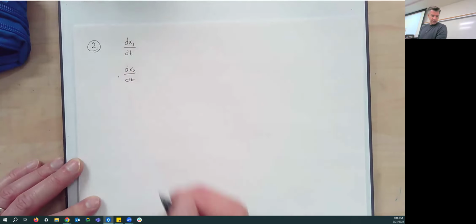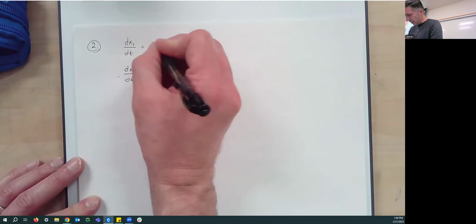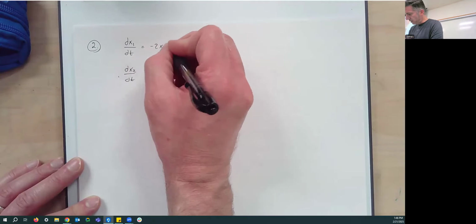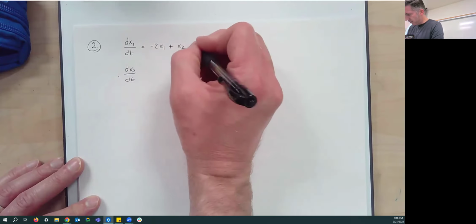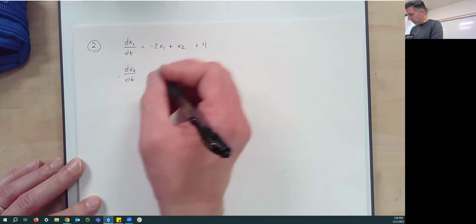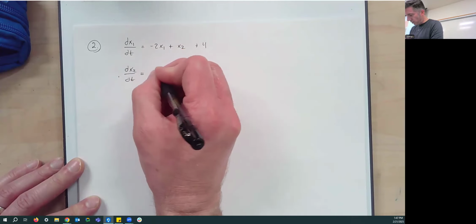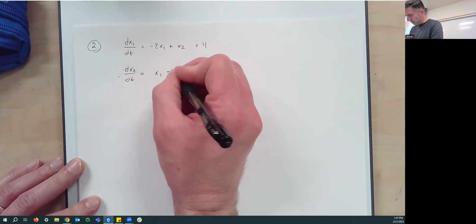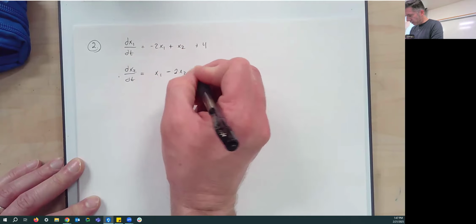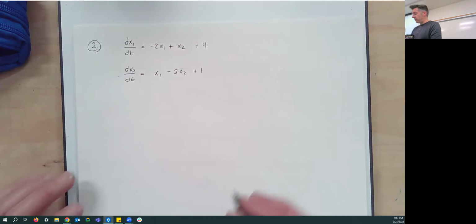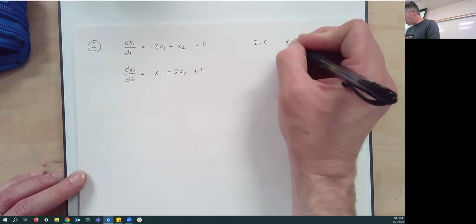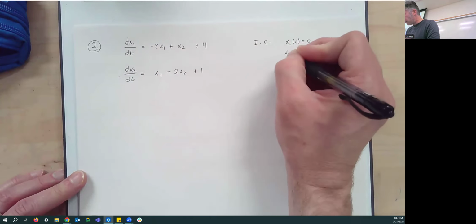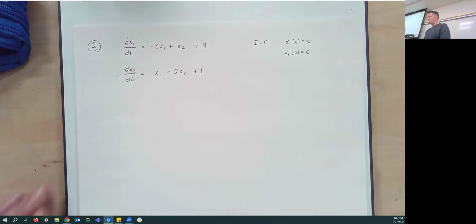So dx1/dt is going to equal negative 2x1 plus x2 plus 4. And dx2/dt is going to equal x1 minus 2x2 plus 1. And we will have initial conditions as well. Our initial conditions are going to be kind of basic. x1 of 0 equals 0, x2 of 0 equals 0. Kind of the least interesting initial conditions, but hey, it's fine.